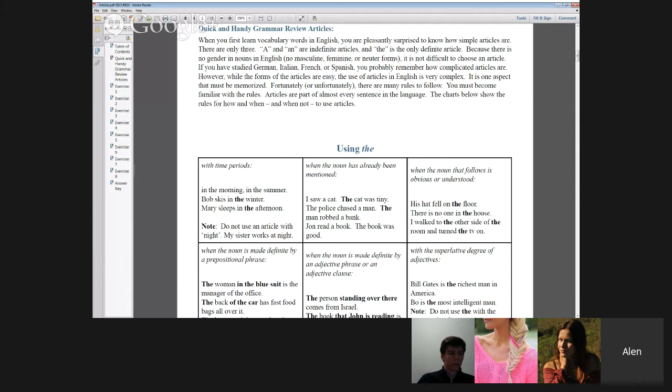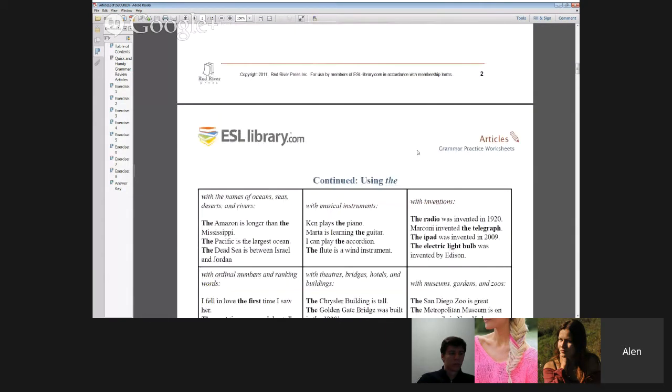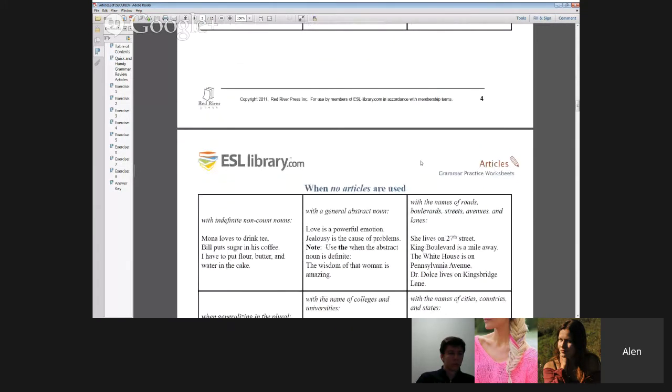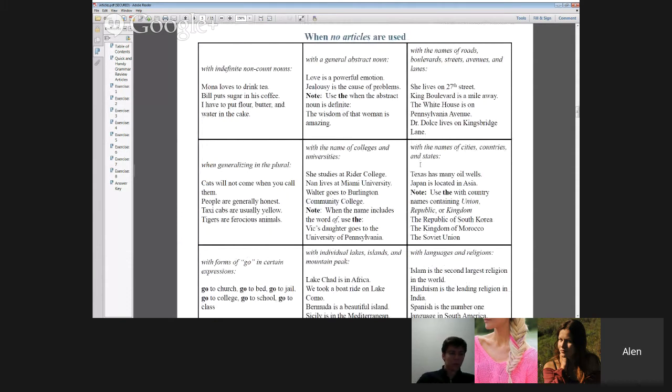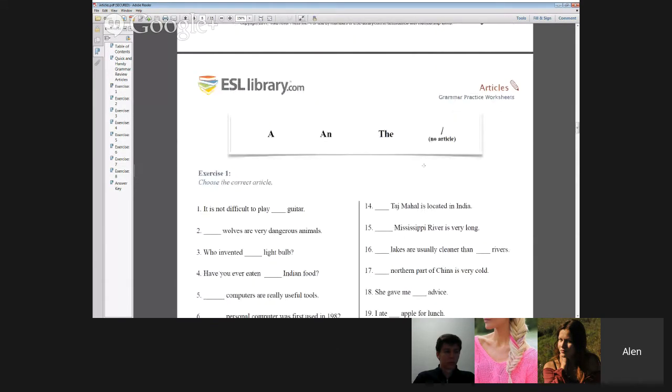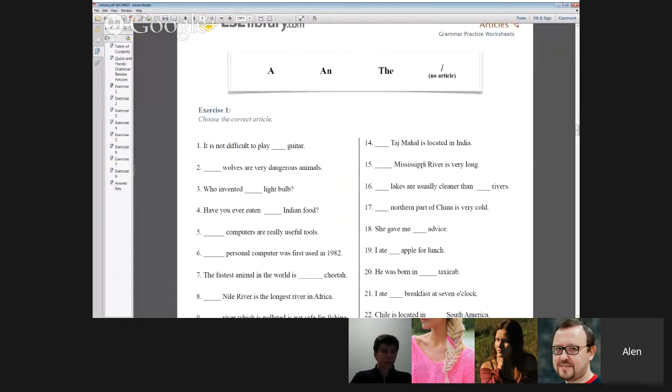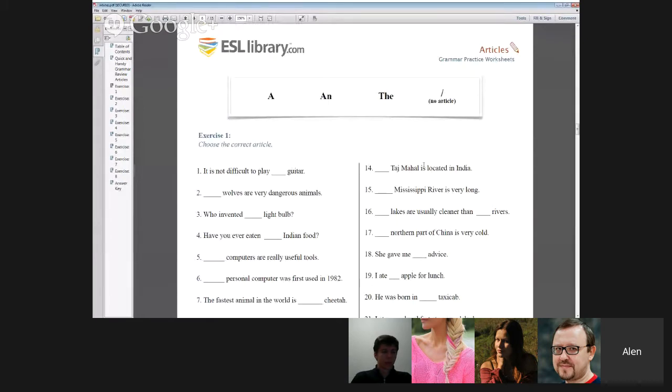Okay, so in the chat, you will see a link for this PDF. All right, in total, it's got 15 pages. So the first 5 are actually talking about the grammar. It's a quick and handy grammar review. So I want you to always refer to those pages, the second, third, the fourth, and the fifth, they talk about when to use the, when to use a, when to use an, and when not to use any articles. All right, so let us begin with the first exercise. And I think most of you, or pretty much all of you, will know most of these anyways. But if there is a question that needs to be dealt with, feel free to ask that question.